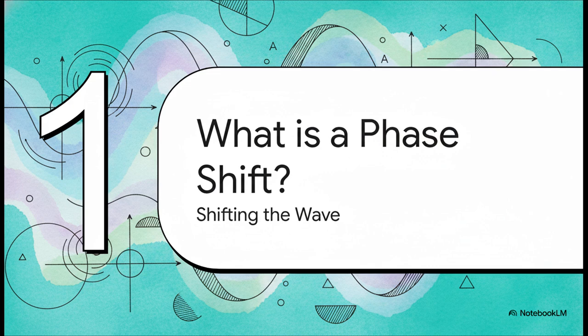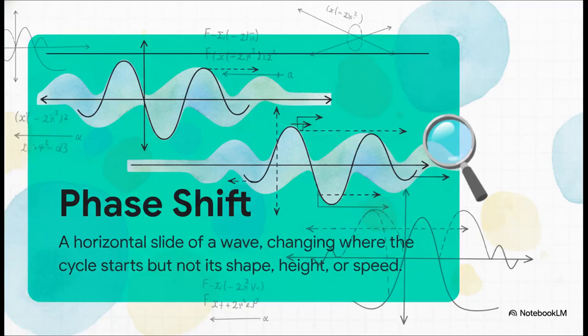Before we get into all the numbers and graphs, we need to get a really solid handle on a basic question. What is a phase shift anyway? At its heart, a phase shift is just a horizontal slide. That's it. Imagine you have a beautiful wave, like a sine curve, and you just grab the whole thing and scoot it to the left or to the right along the x-axis.